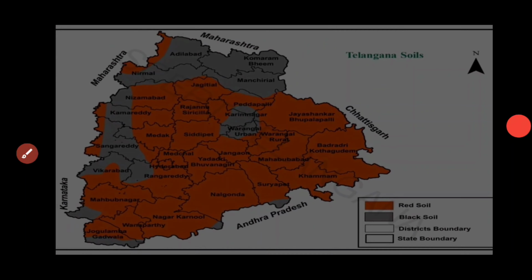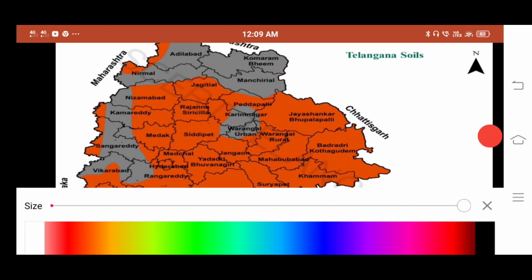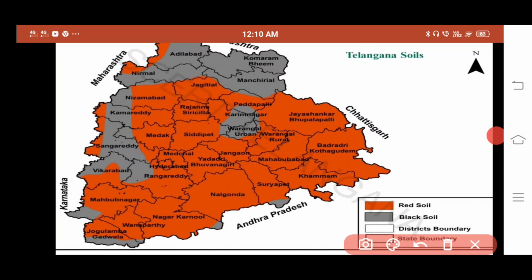Next one, this is Telangana soils. Here red color is indicating red soil, and gray color is indicating black soil. Understood? Our Khammam is having red soil. By observing this map, we can say. Understood? Here you can also say what kind of land Jagityala has. Jagityala is having red soil. What is the land of Adilabad? Adilabad is having black soil. What land does Nizamabad have? Both red soil and black soil.